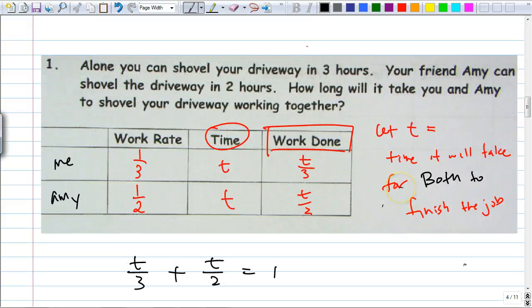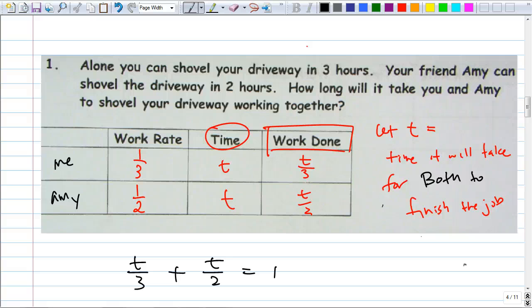When you add these together, it will equal 100% of the job done, which means 1. 100% means 1, right? So simply, if you add T over 3 plus T over 2, it should equal 1. And we then need to figure out what T is. Don't we know how to solve a simple equation like this?